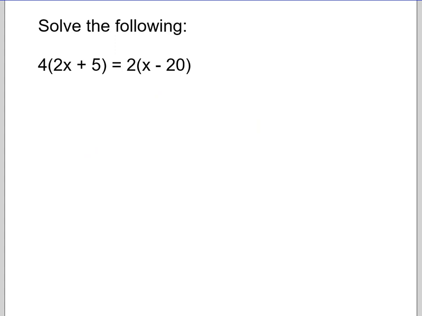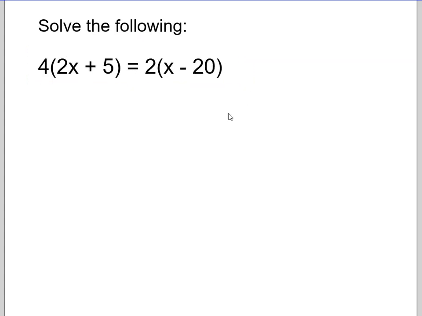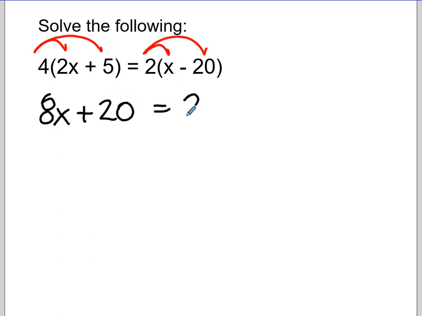Okay, let's try a really scary one to finish this off. This is our last question, so pause it here and give it a whirl. I'm going to make it a little bit bigger before I start. You can do this a bunch of ways. I'm going to start with the distributive property because I don't like the brackets. You develop your own style after a while. I find this works best for me. So I'm going to distribute that in, so I end up with 8x plus 20 equals 2x minus 40.